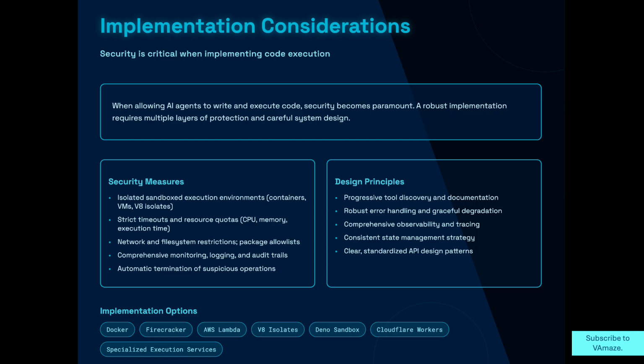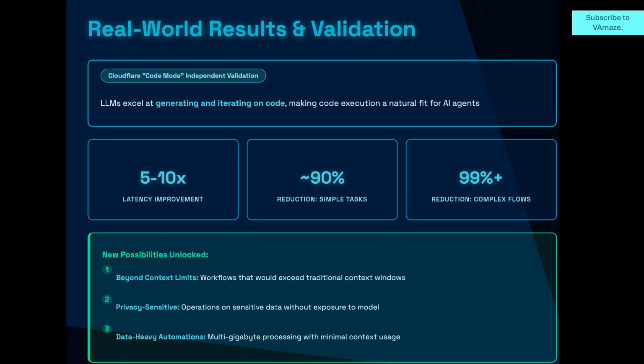Fourth, think about observability. You'll want logging and monitoring to understand what code your agents are running, what tools they're using, and where bottlenecks or failures occur. The code itself serves as a useful audit trail of what the agent attempted to do. And finally, consider how this approach integrates with your existing infrastructure. If you're already using MCP servers, adapting them for code execution is often straightforward. You're just changing how the agent interface is presented, not the underlying tool implementations.